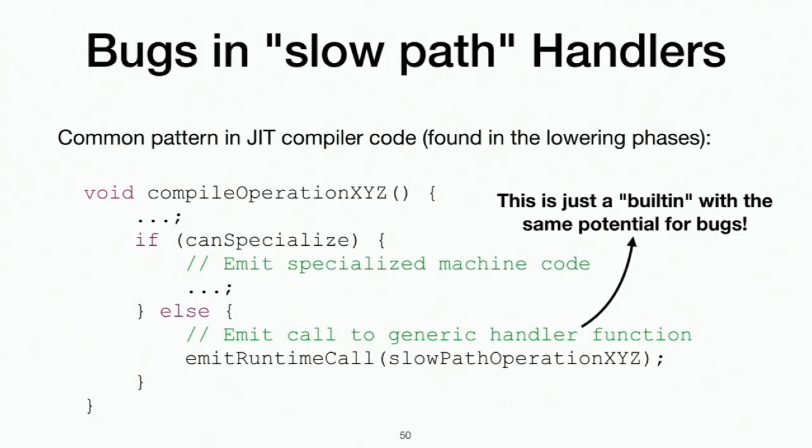So the takeaway here is essentially that this function that's being called, this Lowpass operation XYZ in this code here, that's just a built-in function, like all the other built-ins in these engines. That's a function that's implemented in C++. It takes JavaScript values, does something, returns a JavaScript value. So you can just audit it like all those classic JavaScript engine bugs, right?